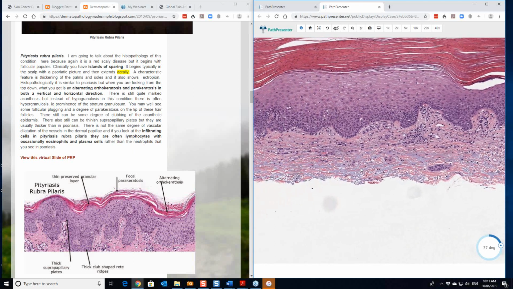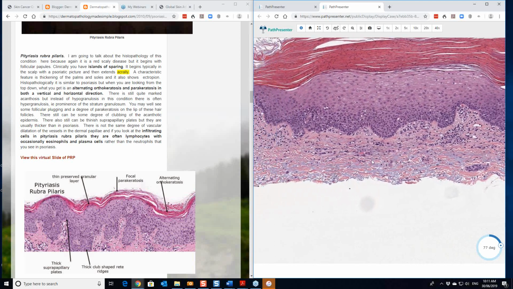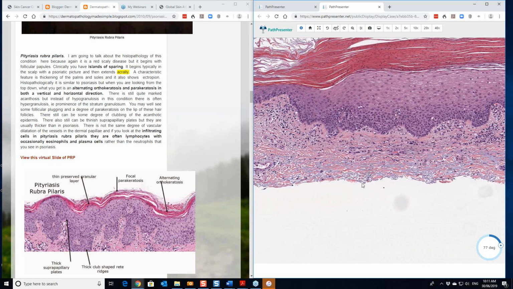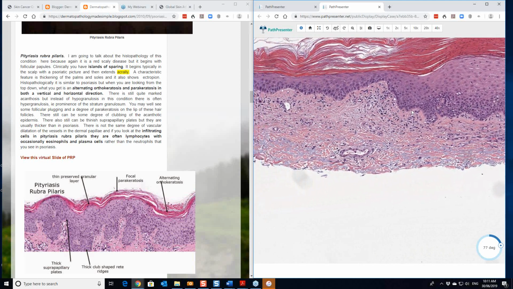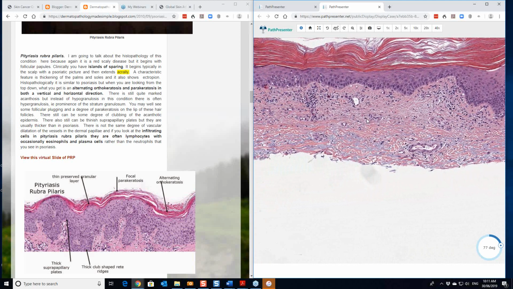The infiltrate's usually lymphocytic rather than neutrophilic. There can be a little bit of spongiosis. Curiously, in some forms of PRP, there can even be a bit of acantholysis in that condition. Not common, but there can be acantholysis in PRP as well. But it's the alternating, both horizontally and vertically, of orthokeratosis and parakeratosis, a bit of psoriasiform hyperplasia, acanthosis anyway, mild spongiosis, no neutrophils, usually no eosinophils.